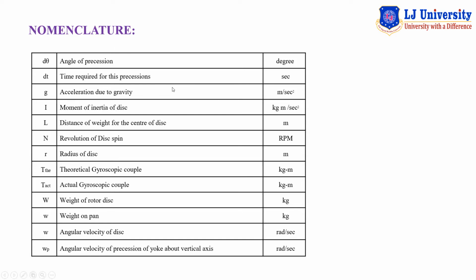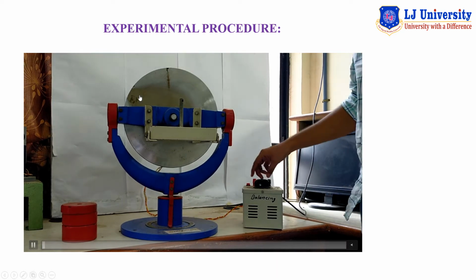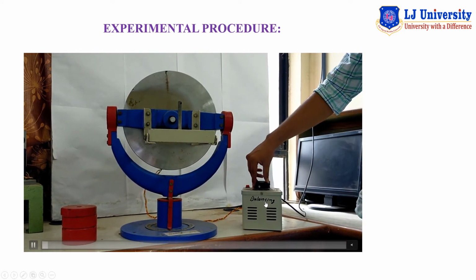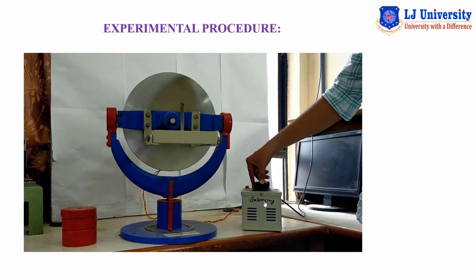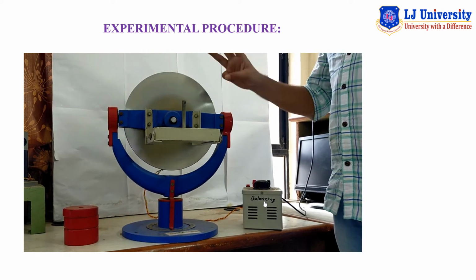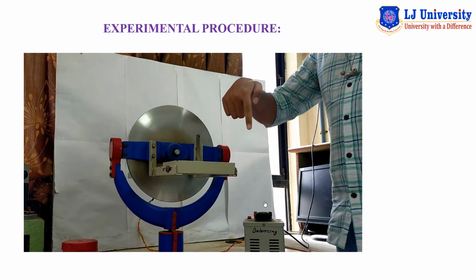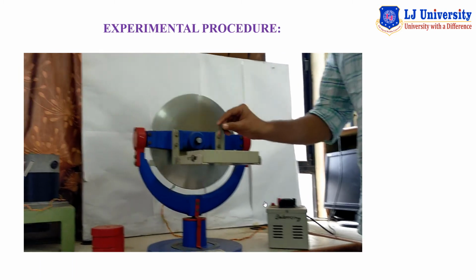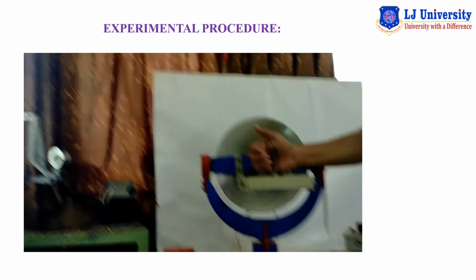Now we have to understand the experimental procedure using this video. There is one gyroscopic setup. This one is the dimmer. Using the dimmer you can increase or decrease the speed of the gyroscopic disc. Once we increase the voltage, the speed of the gyroscope increases. In this setup there are 3 degrees of freedom. The first is the axis of spin. The second is the axis of precession, that is the vertical axis. And the third is the horizontal axis, which is considered the axis of gyroscope. So this is the setup of the gyroscope.